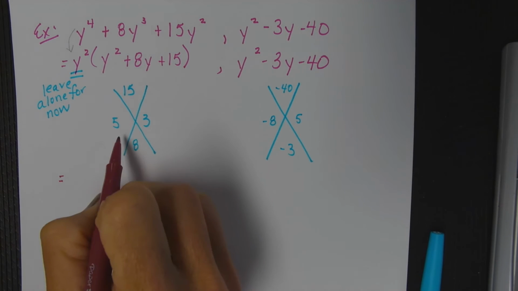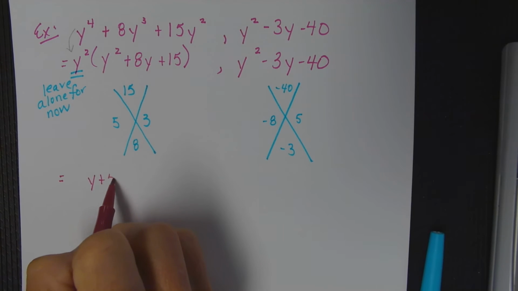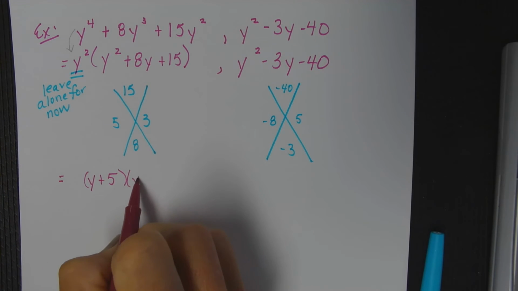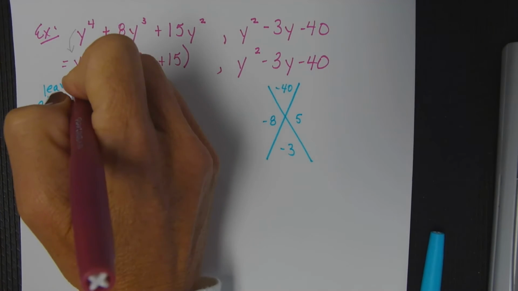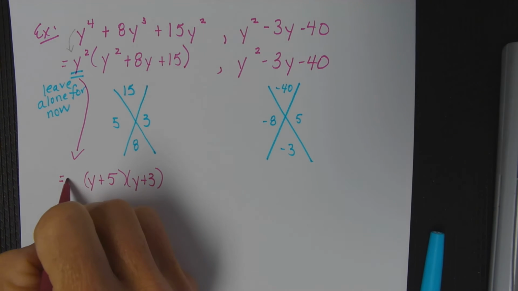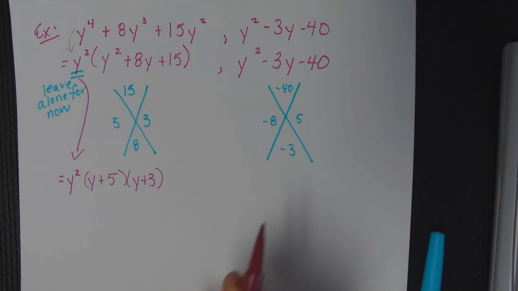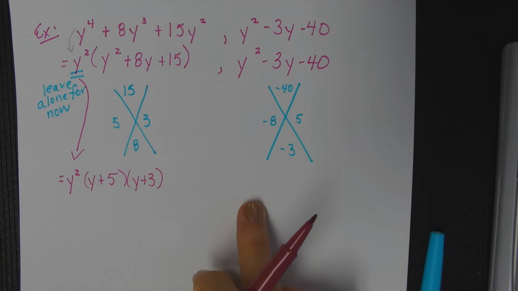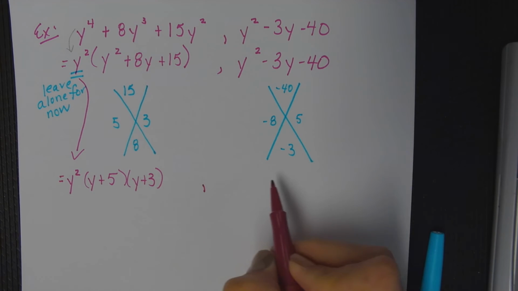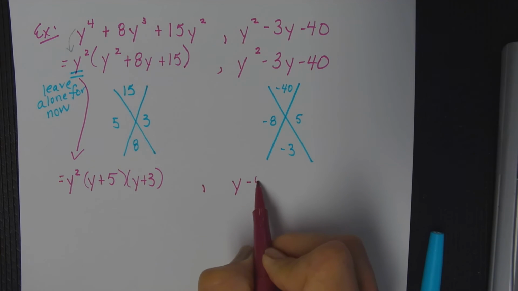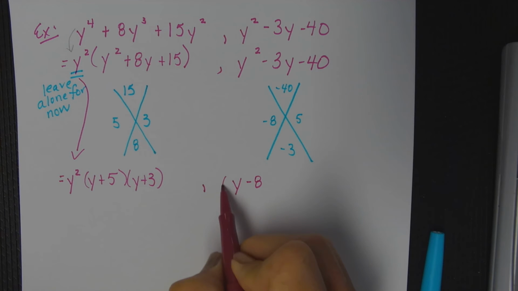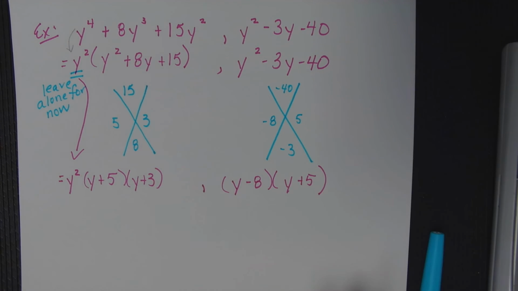So y plus 5, y plus 3. Now we're going to bring down this y squared. Just bring it down. Okay, so there it is in factored form. And over here, I'm going to do my comma. We have y minus 8, y plus 5. Okay?